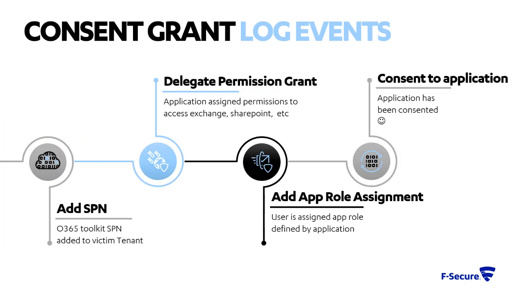Just to quickly go over those same events that we just discussed. First thing that happened is there was an add service principal, which was the toolkit itself being added as a service principal in our tenant. Then certain permissions were assigned to it. Thirdly, there was a role assigned to it, which is more of a role that the user now has on the application, but isn't too relevant from an offensive perspective. And then lastly, there's consent to application, which is essentially just saying that the application has been granted some privileges.